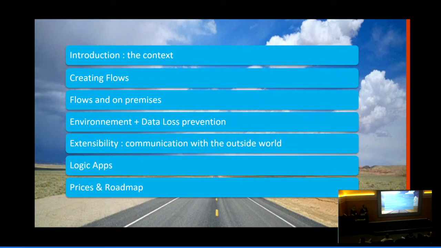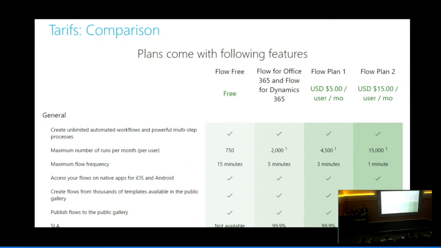So what about price and roadmap? Well, there are different plans. Where's the laser? Yes, here. So we have a free Flow plan. We have a Flow for Office 365 or Dynamics 365. If you have this account, we have Flow Plan 1, which costs $5 per user per month, and Flow Plan 2. That's the one I have at the moment.